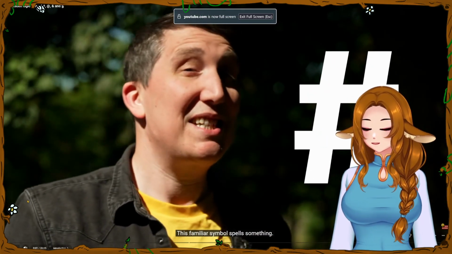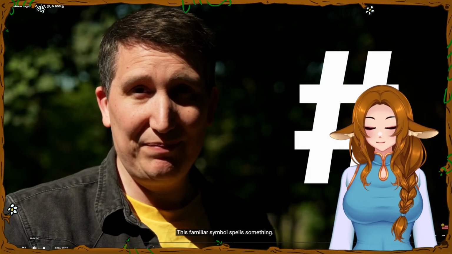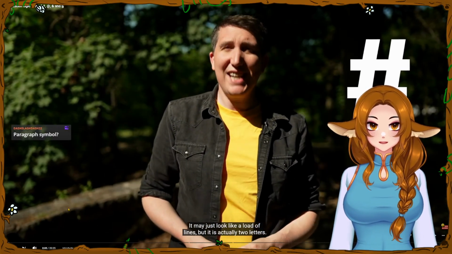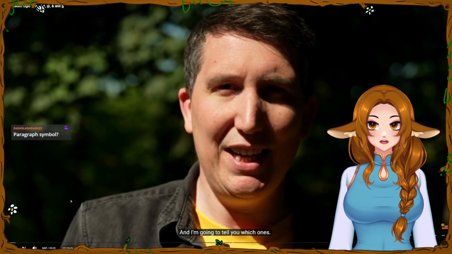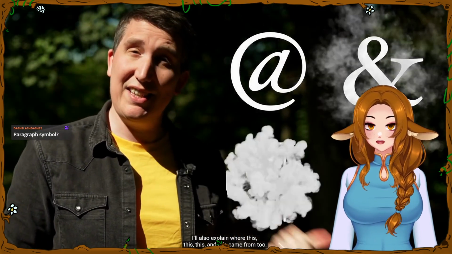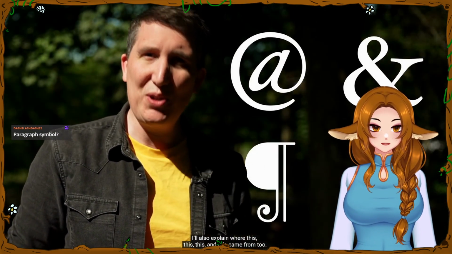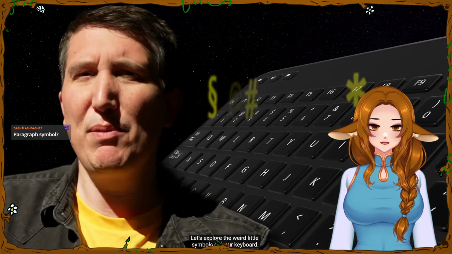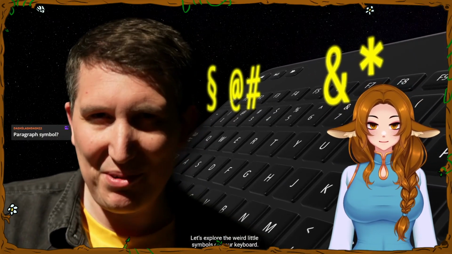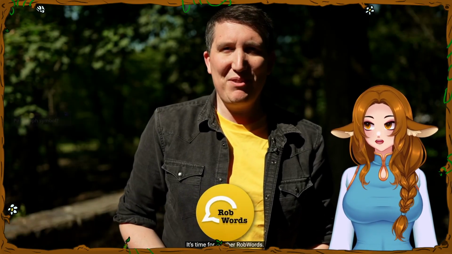This familiar symbol spells something. It may just look like a load of lines, but it is actually two letters. And I'm going to tell you which ones. I'll also explore where this symbol, this, and this came from too. That third one is the weird little symbol on your keyboard.